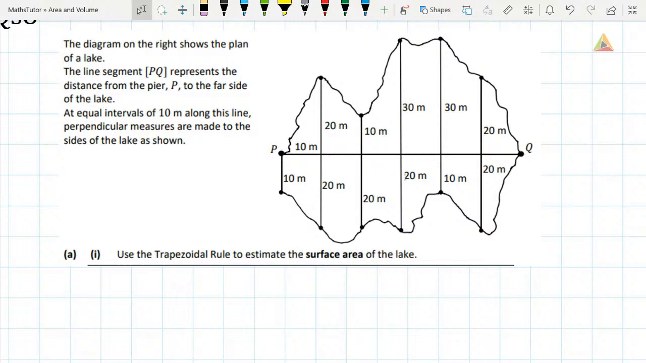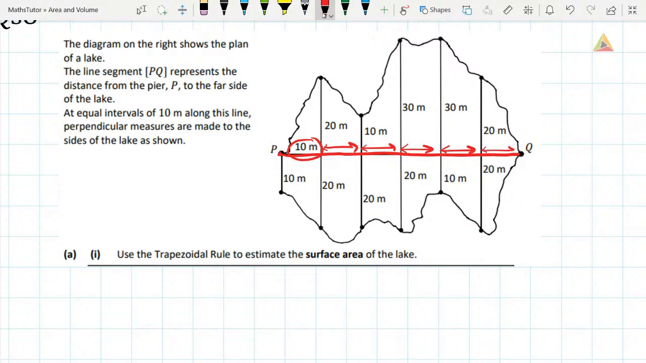The trapezoidal rule is used to estimate areas of irregular shapes. So this definitely isn't a circle, a rectangle or a parallelogram, so I don't have a definite formula in the tables for this shape. It's an irregular shape, and to use the trapezoidal rule we need a line that goes across the widest part, joining the point P to Q. We divide it up into equal segments, and each of these segments is 10 meters.